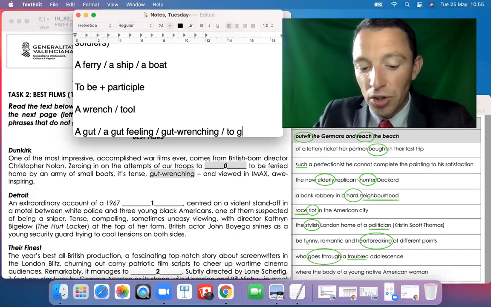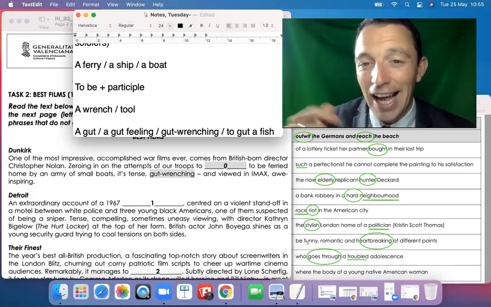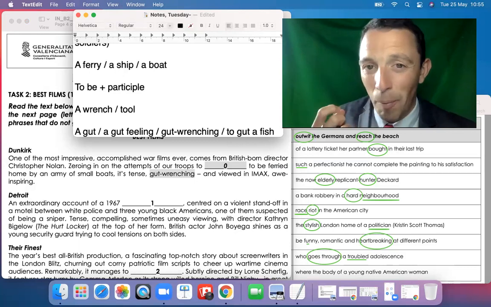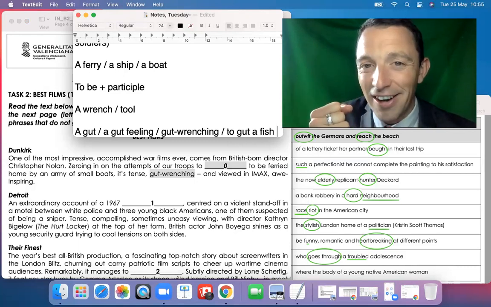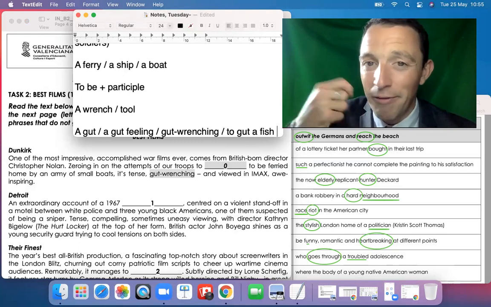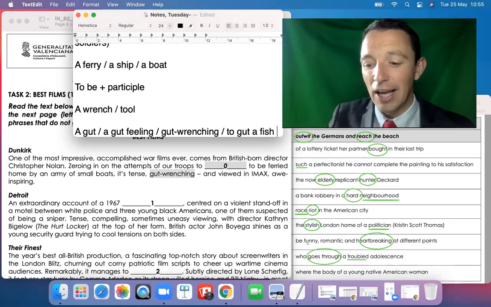Also, in relation to gut, we can say to gut a fish, and that means to remove the stomach of the fish, to remove the inside of the fish before you cook and before you eat. That's the significance to gut a fish.